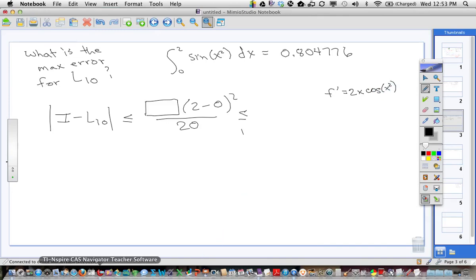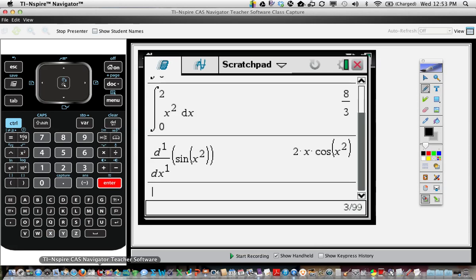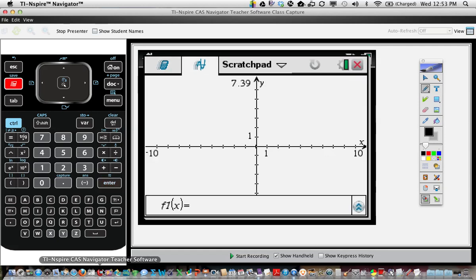But we can let the calculator say, so let's get on our calculators. Go ahead and do the derivative of sine of x squared. Okay, and there it is. Now here's the fastest way to find the max of that. The fastest way is going to be to graph. So go ahead and go to your graph screen and let's graph that, 2x times cosine x squared. Put a times sign, otherwise that's going to be a problem. There we go.